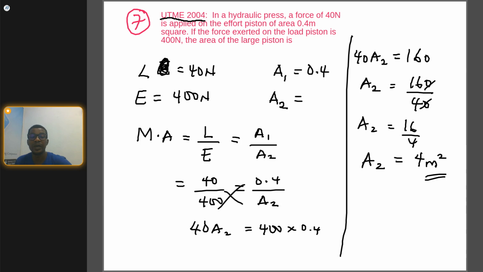So that's what we are asked to find. We are asked to obtain the area of the larger piston. Is this clear to us? If yes, please let's kindly signify.